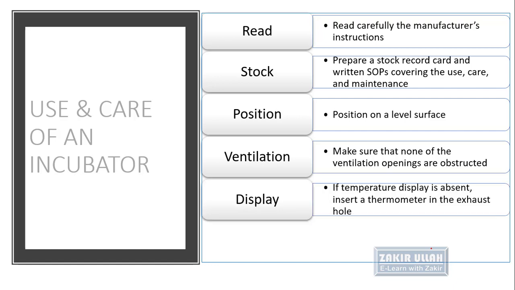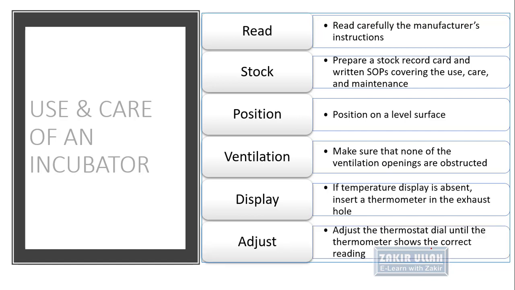If the display is absent in the machine, another point is to put a thermometer in the exhaust hole or the ventilator hole, from which we can know the temperature inside the incubation chamber, and adjust the thermostat dial until the thermometer shows the correct reading as per the experiment requirement.